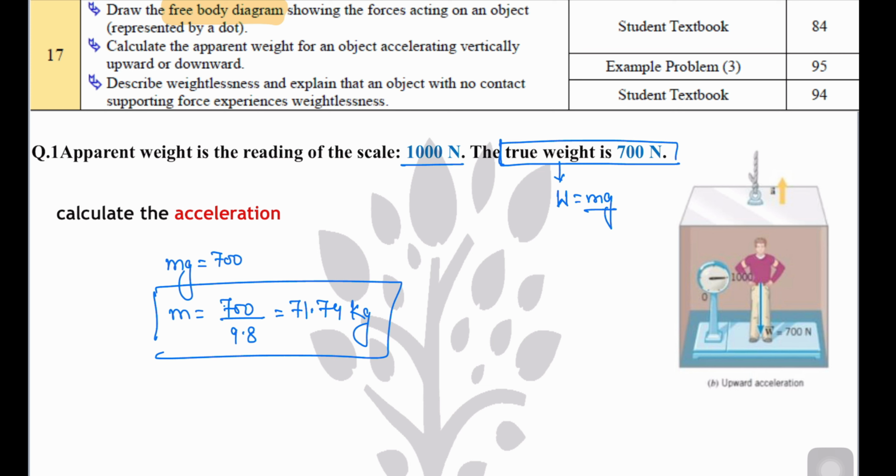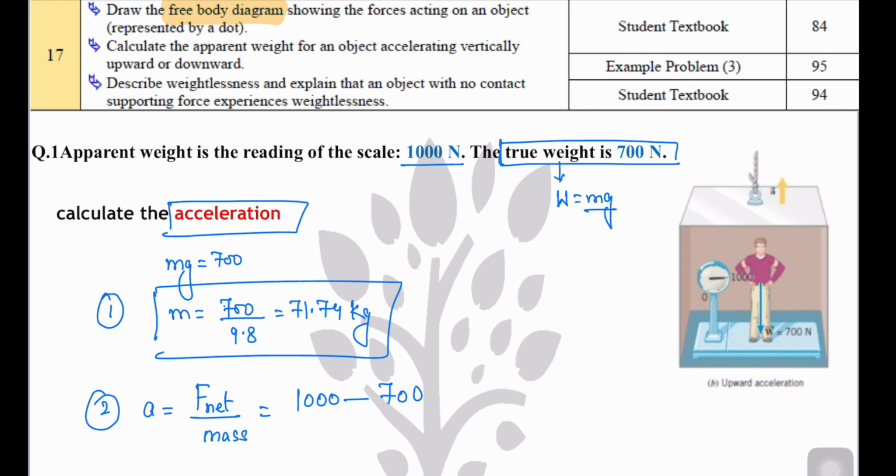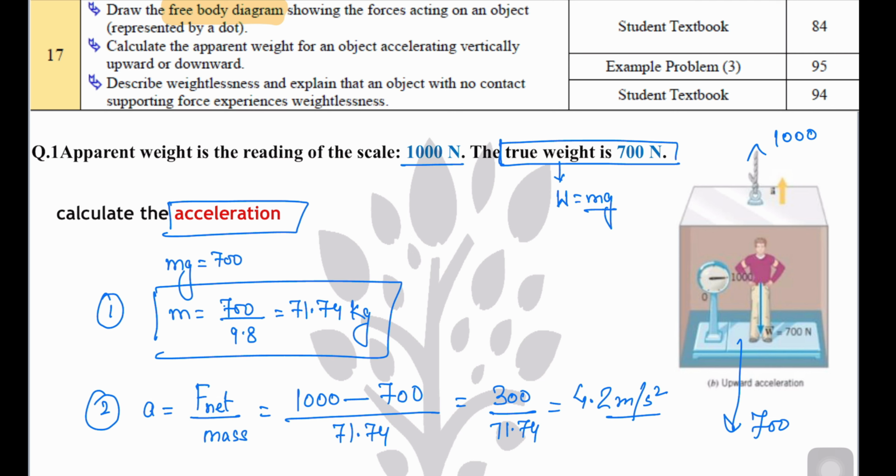Clear? What is he asking you? He is asking about acceleration. So what is acceleration? This is step number 1. Acceleration is, yes, you know, F net divided by mass. What is the F net? 1000 minus 700. See, 1000 is going up, 700 is going down. So what is the net force? 300. What is the mass? 71.74. So the answer is, what is the value? 4.2 meter per second square.